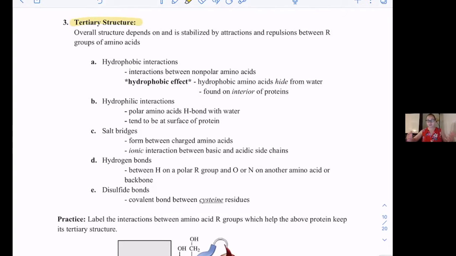So continuing on from that, these triple helices and beta pleated sheets are not the entire protein. These proteins could be 500 amino acids long. You're not going to have an entire thing being one particular type of secondary structure. So tertiary structure is showing the overall structure of your protein. It's stabilized by attractions and repulsions between R groups of those amino acids. So things like water, things that are charged, we'll go through all of the different ones here.